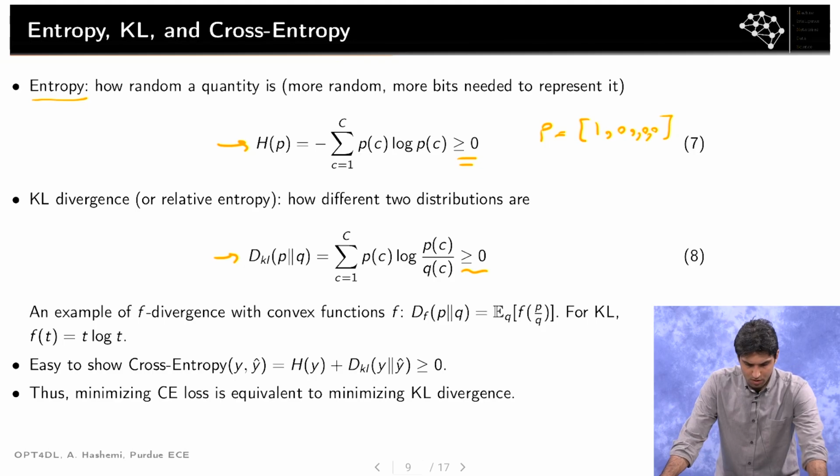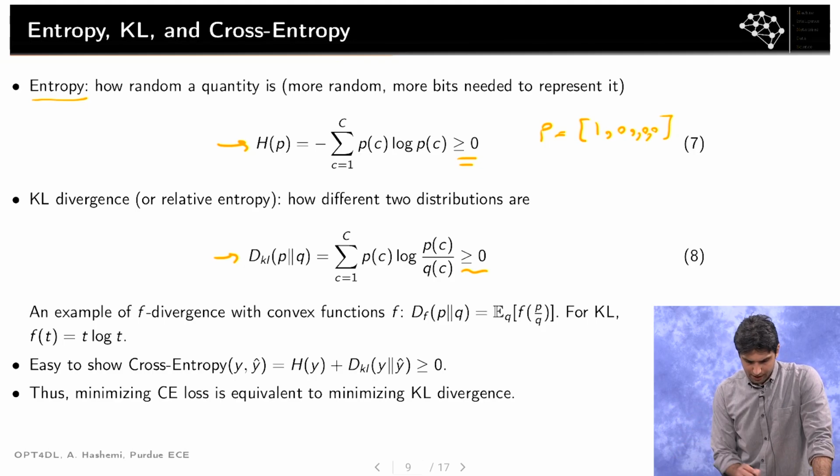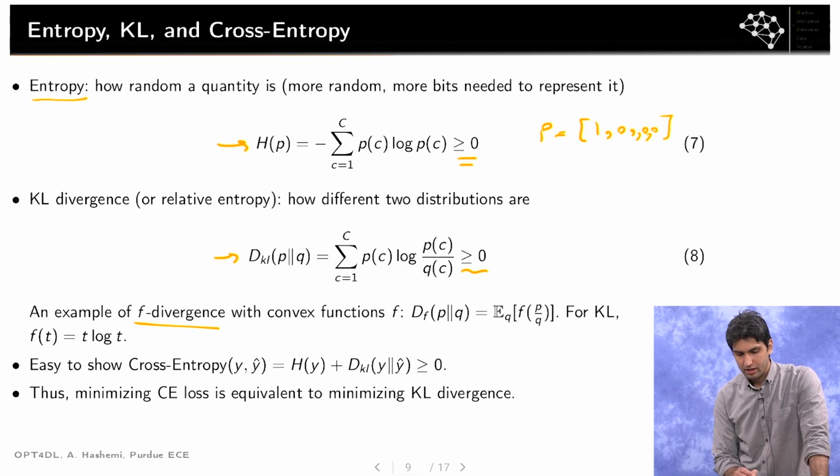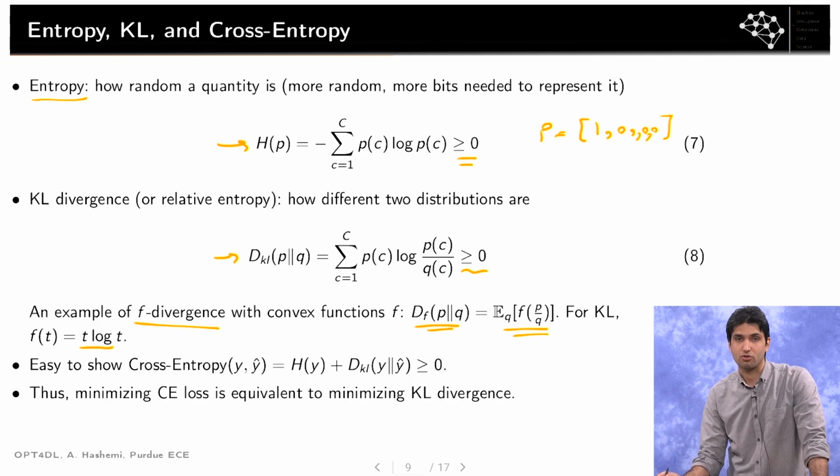As a side note, KL divergence is actually an instance of a larger family of notions of distance in information theory, which are called f-divergences. In particular, for any convex function, you can define an f-divergence with this expression. For the case of KL, our convex function is actually t log t. If I change this function to something else, I may get a different notion of distance or divergence, for instance, total variation distance.